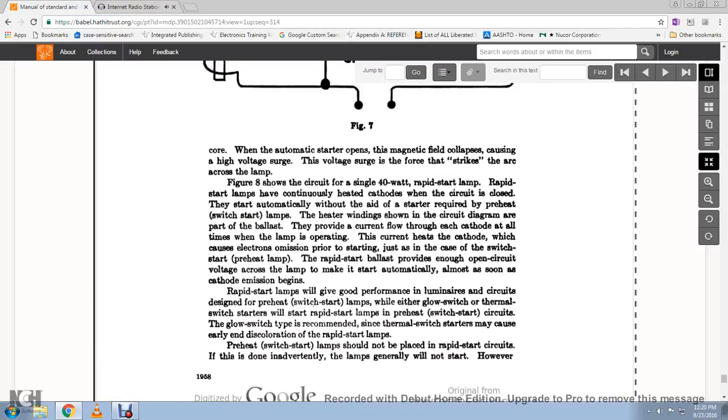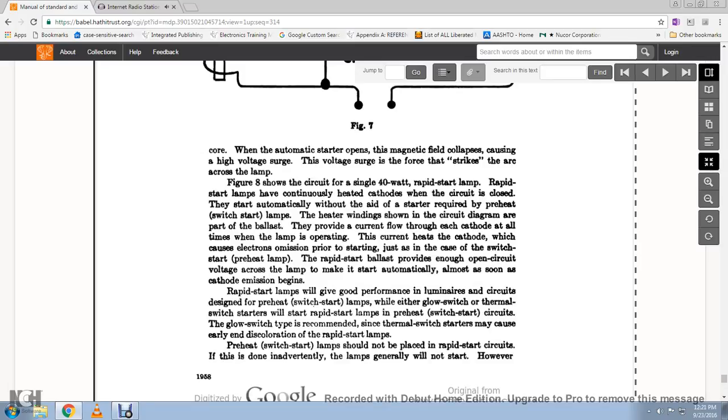When the automatic starter opens, the magnetic field collapses, causing a high voltage surge. The voltage surge strikes the arc in the lamp. Figure 8 shows the circuit of a single 40-watt rapid start lamp. Rapid start lamps have continuously heated cathodes, with the circuit closed, so the start is automatic without the aid of a starter required with the preheat switch start lamps.